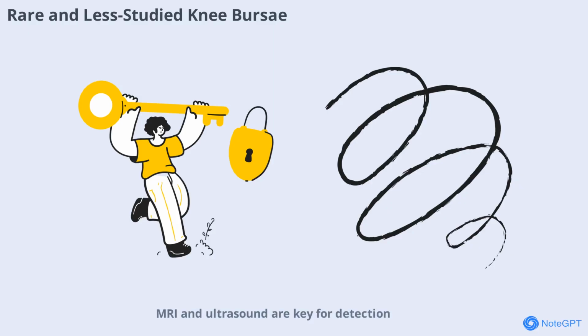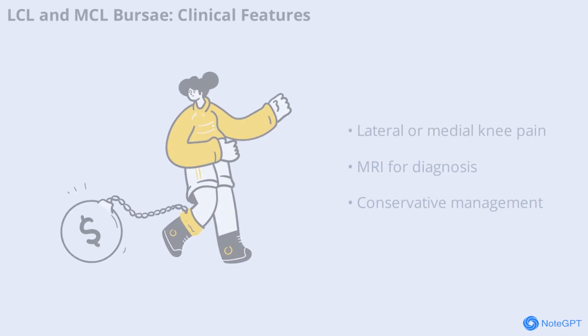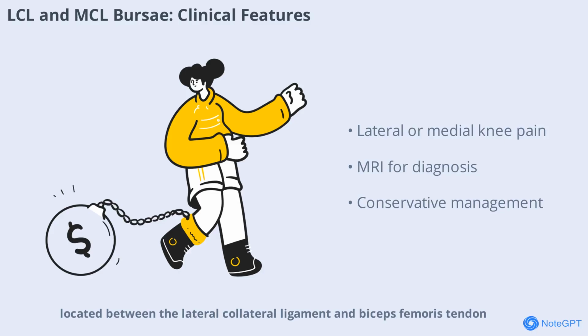MRI and ultrasound are key for detection. LCL bursa, located between the lateral collateral ligament and biceps femoris tendon, may cause lateral knee pain, snapping, or tightness after repetitive varus stress. The MCL bursa between the superficial and deep layers of the MCL can mimic MCL sprain or pes anserine bursitis, presenting as medial knee pain worsened by valgus stress. Both are best diagnosed with MRI and managed conservatively.